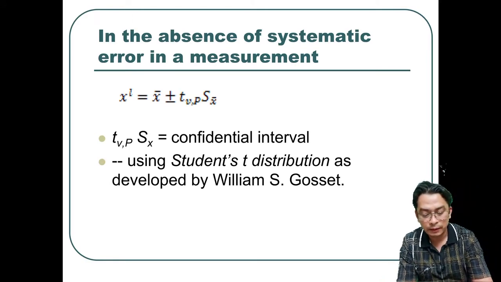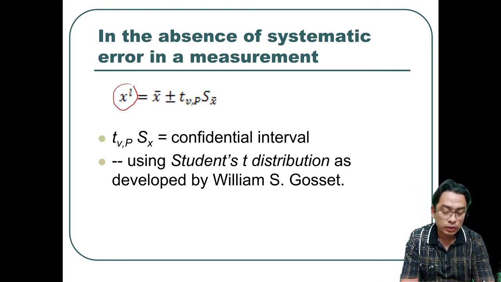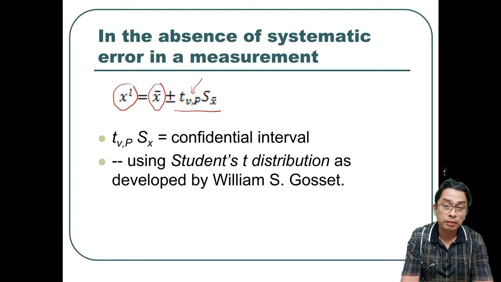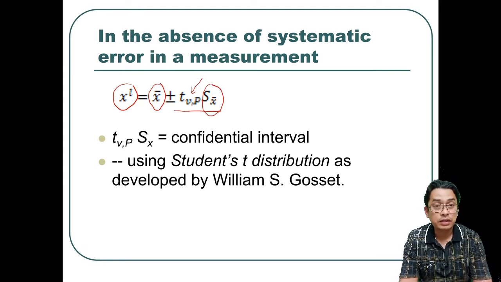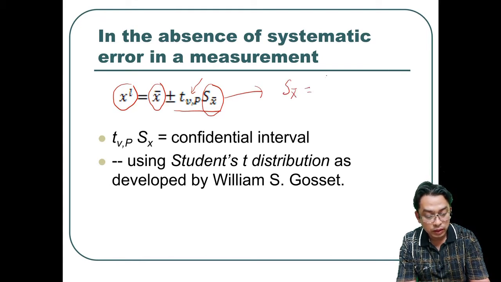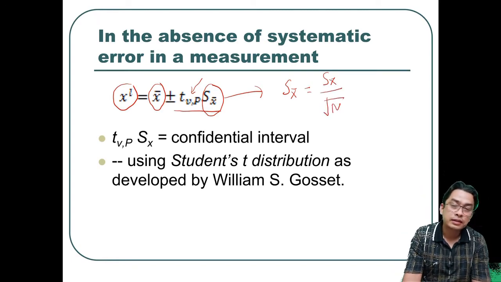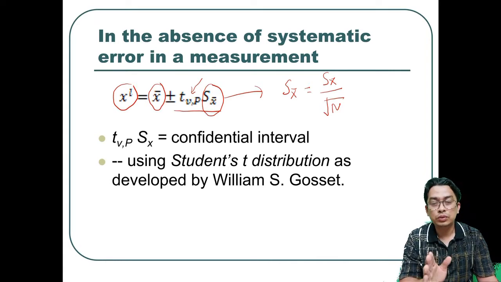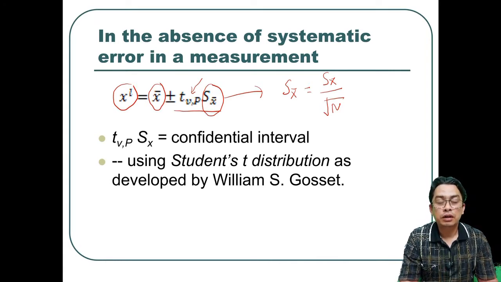We can use this equation. This is actually the true value, and this is the mean value. So this is the interval. Still we use t_vp, which we get from the table, but this one is not the standard deviation, but s_x bar, which equals the standard deviation over the square root of n. So from this equation, we can find the interval of how much the true value is different from the mean value of the finite sample, or finite data size.